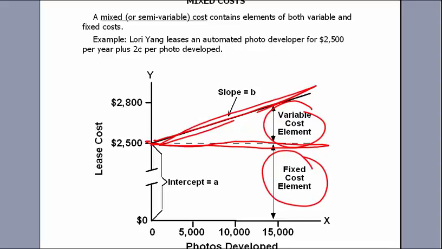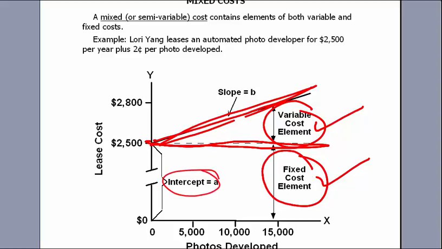They get a base salary of $50,000 a year plus $500 for every photocopy machine that they sell. So when they get their check, they get the fixed amount, but then they also get the variable component depending upon sales. This one's using the concept of $2,500 plus 2 cents per photo developed is going to be the cost of developing those photos. There's a fixed and a variable component.